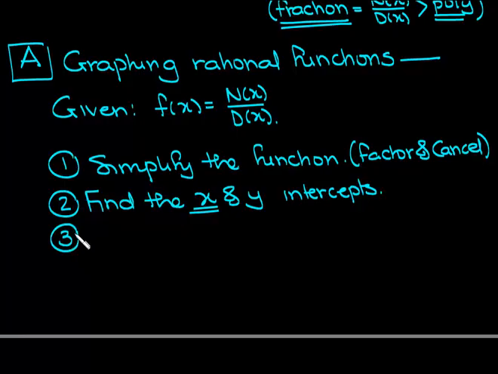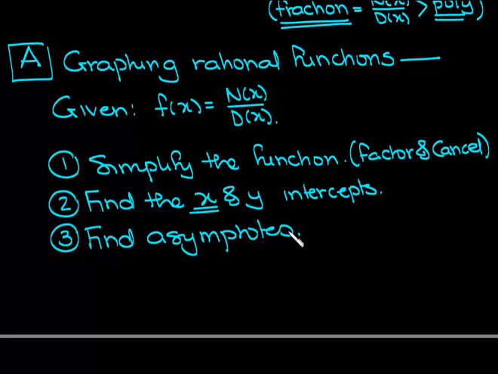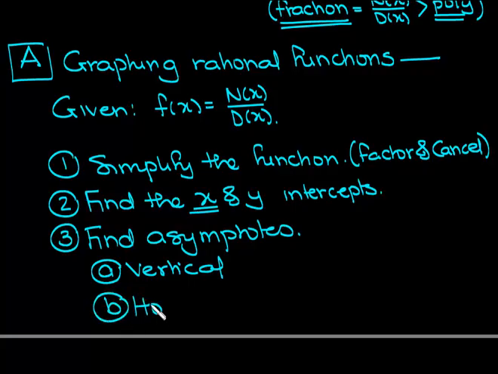Number 3, we want to find something called asymptotes. There are 3 types of asymptotes we want to find: the vertical, and the horizontal or slant, because you can't have both, and I'll explain more about this later. But there are 3 types of asymptotes: vertical, horizontal, and slant. A problem can either have horizontal or slant, but can't have both.